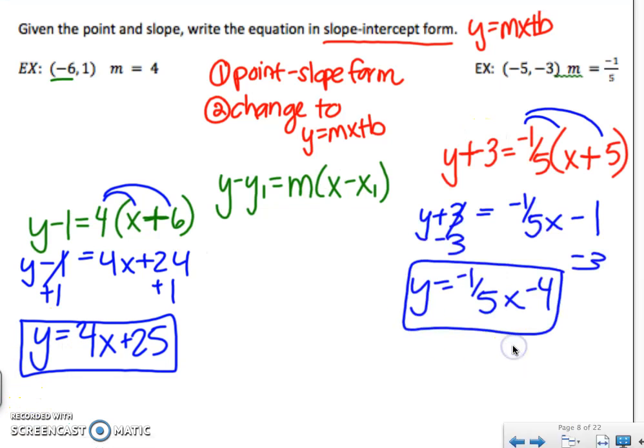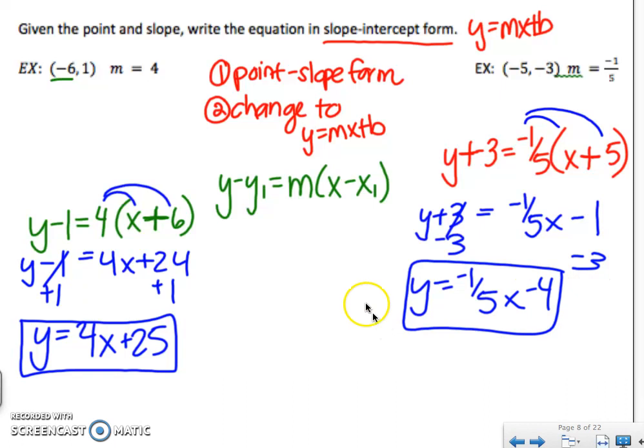The final answer was y equals negative 1/5 x minus 4. To do that, I did y minus a negative 3, which will become a plus. Same thing, brought my slope down, and then x minus negative 5 becomes a positive. I distributed and got negative 1/5 x. Negative 1/5 times a 5 is a negative 1. Then I would subtract 3 on both sides to get negative 4.